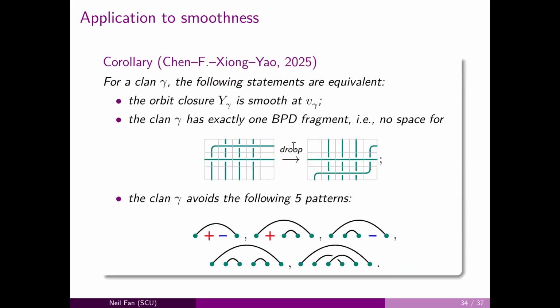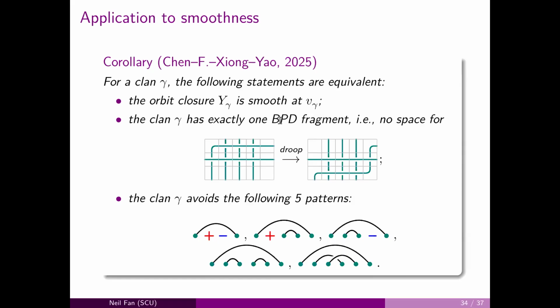The second application is the smoothness criterion. We show that for a clan γ, the following statements are equivalent. First, the orbit closure Y_γ is smooth at v_γ. And second, γ has exactly one bumpless pipe dream fragment. That is, there is no space for the droop operation.